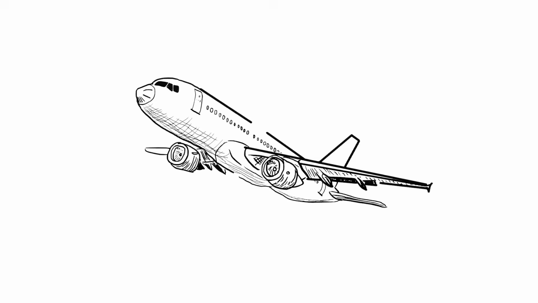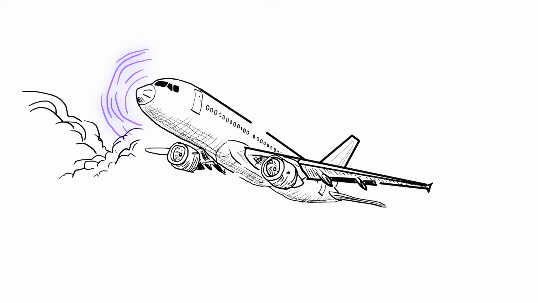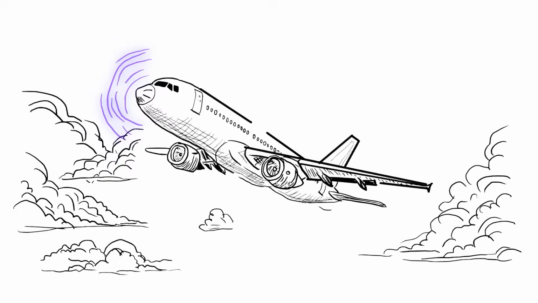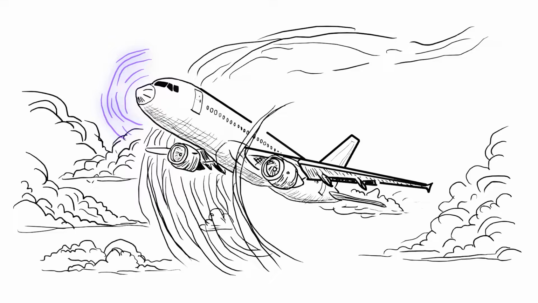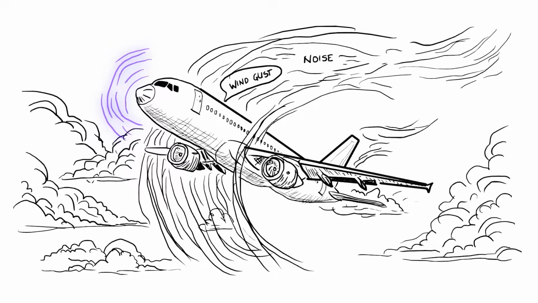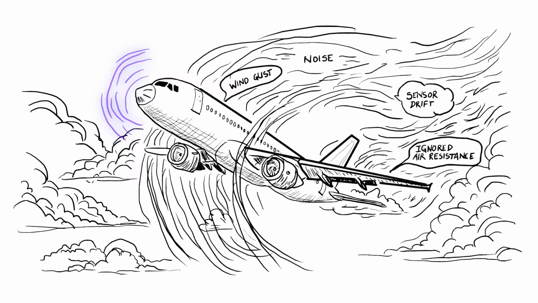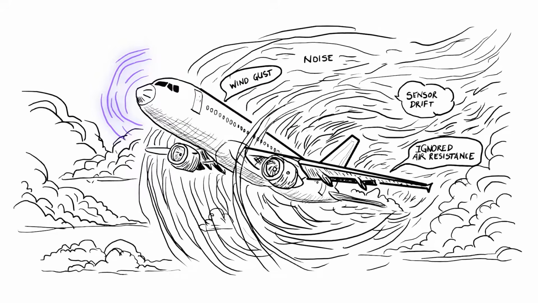Now, some of you might be wondering, if we already know the equations of motion, like position equals velocity into time and all of that, then can't we just calculate everything directly? And that is a fair question. But the issue is that real world systems never behave exactly like our equations. There's always something missing: wind gusts, friction changes, sensor drift, random noise, or as always, the ignored air resistance.